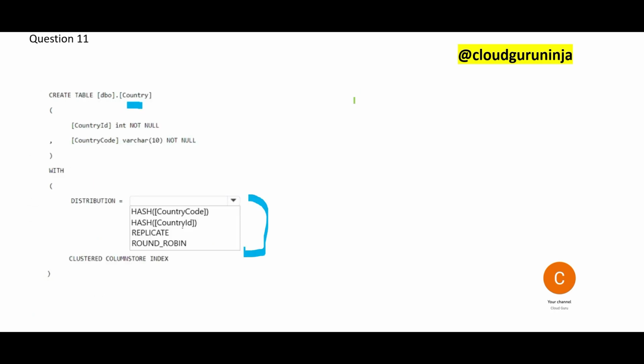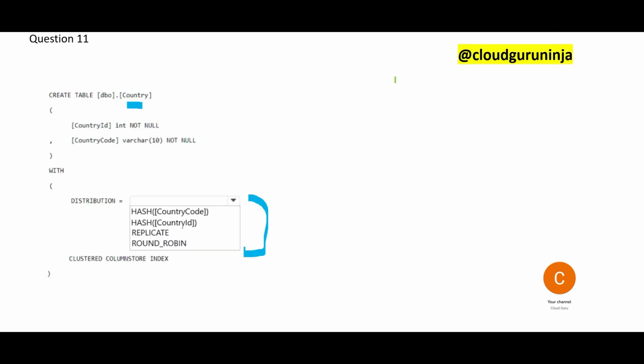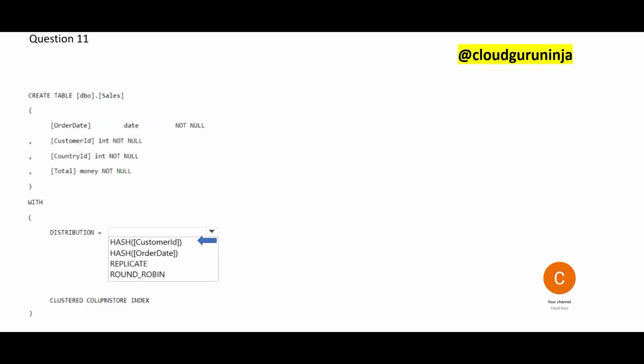Now the other thing, country. Country is a very small table. Country only has 195 rows. So performance need not worry, because with 195 rows, even while sleeping, these guys can do it. So replicate is good because each compute node will have the entire copy. 195 is nothing, a very small number of rows. So you can use replicate. And for sales, this is the answer.